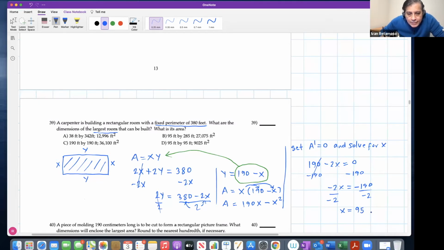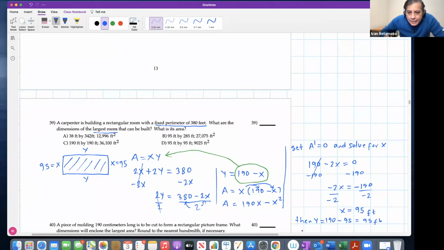We are measuring in feet, so 95 feet. That's the value of x. But now they want the value also of y and the area also. But if x is 95, then y is equal to, from this constraint equation, just 190 minus x, but x is 95. 95 taken away from 190 is just 95. You can check on your calculator.